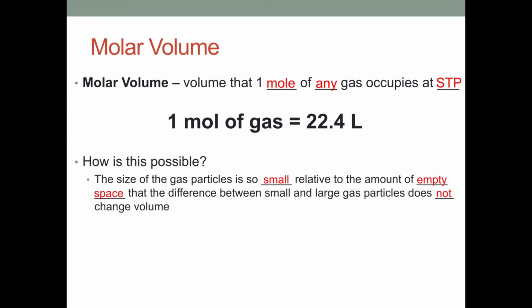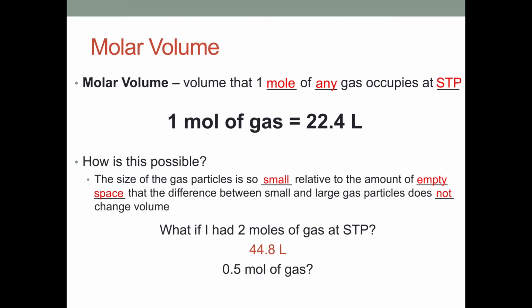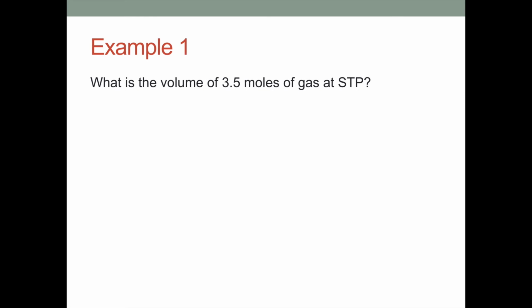Molar volume: 1 mole at STP is 22.4 liters. Now what if I had 2 moles of gas at STP? Most of you guys can do this in your head. You would have 44.8 liters. What if I had half a mole of gas? Well, that would be 11.2 liters. This is the same type of molar conversion we've been doing all year.